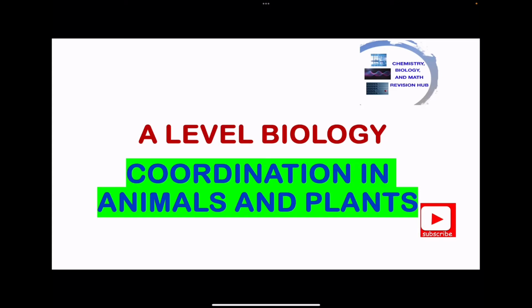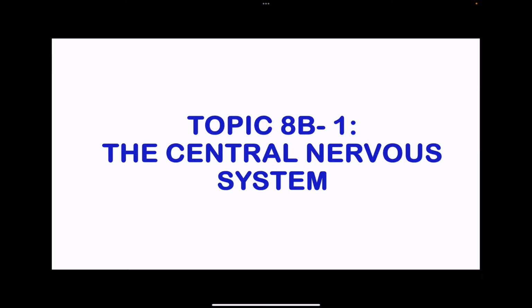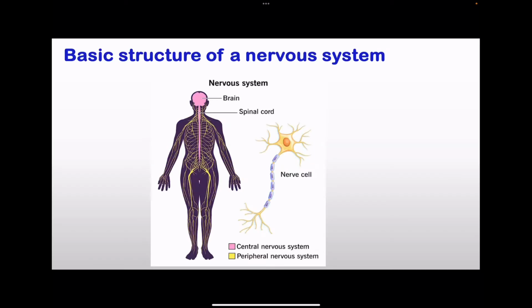Today we are doing the A-level biology topics, and this is coordination in animals and plants. Beginning with topic 8b1, the central nervous system. The central nervous system is broken down into the brain and the spinal cord. So this is the brain and that is the spinal cord. And that's what we're going to be focusing on in the first part.